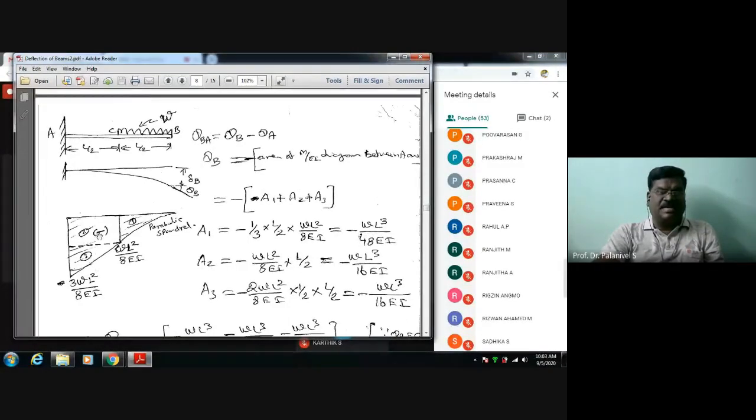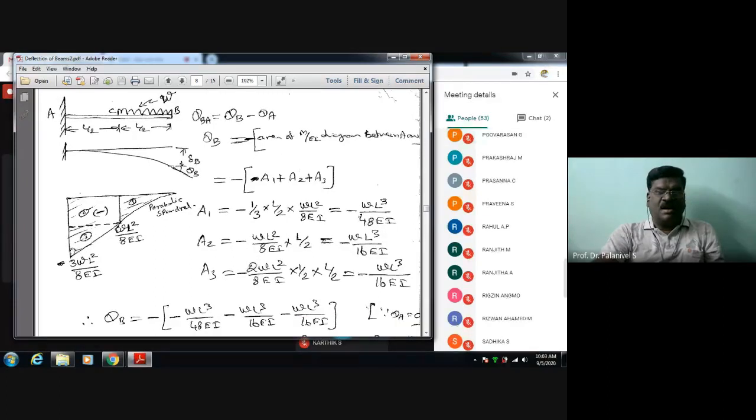Next, A2. This is a rectangle. This is equal to WL square by 8EI into this length, which is L by 2 here. So we obtained an expression for that. A3 is equal to this triangle, half into L by 2 into this ordinate. Only this ordinate. This ordinate is this minus this: 3WL square divided by 8EI minus WL square by 8EI. That is this ordinate.